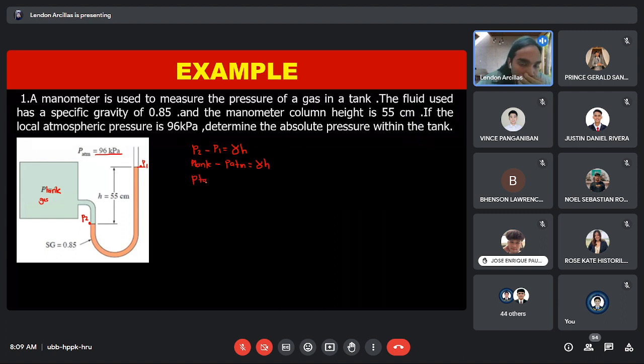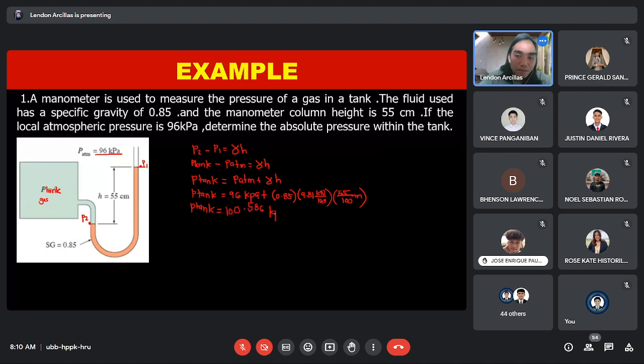So P tank is equal to P atm plus the specific weight times height. So P tank is equal to P atmospheric is 96 kilopascal plus the specific weight of the substance, 0.85 specific gravity times 9.81, the specific weight of water, times the height difference. This is 55 centimeter from point 1 to point 2, that is 55 divided by 100 para magiging meter. Pressure ng tank is equal to 100.586 kilopascal.